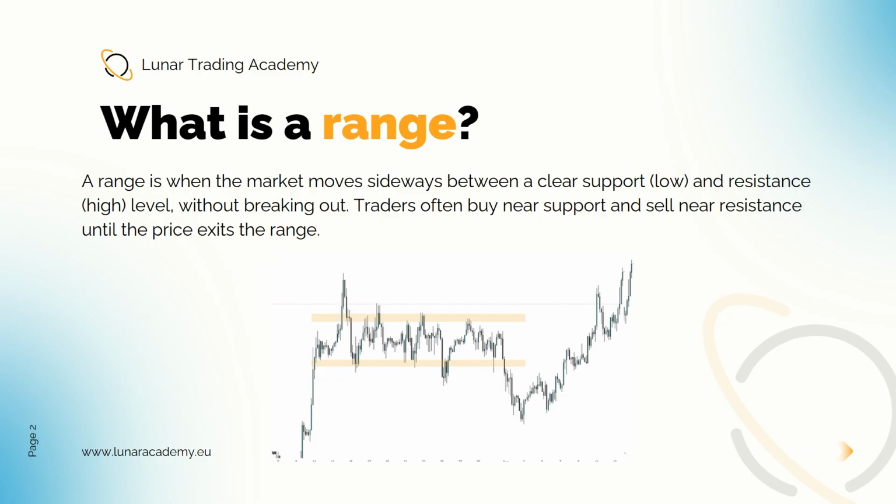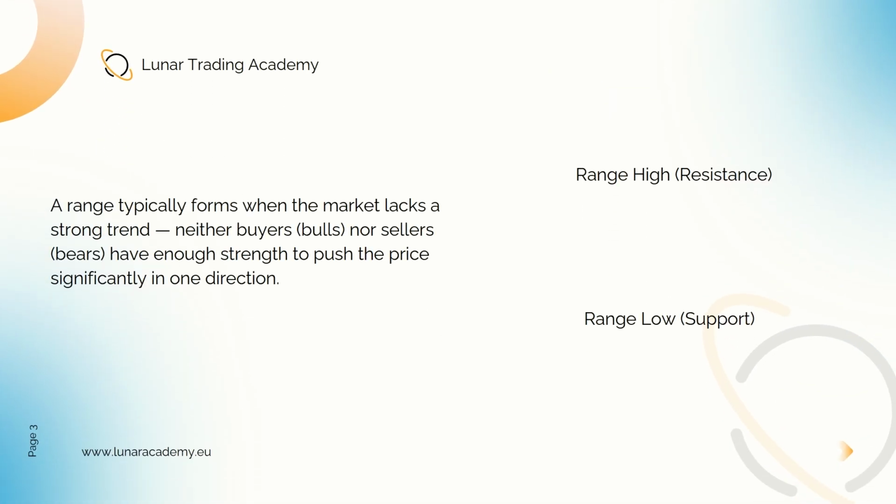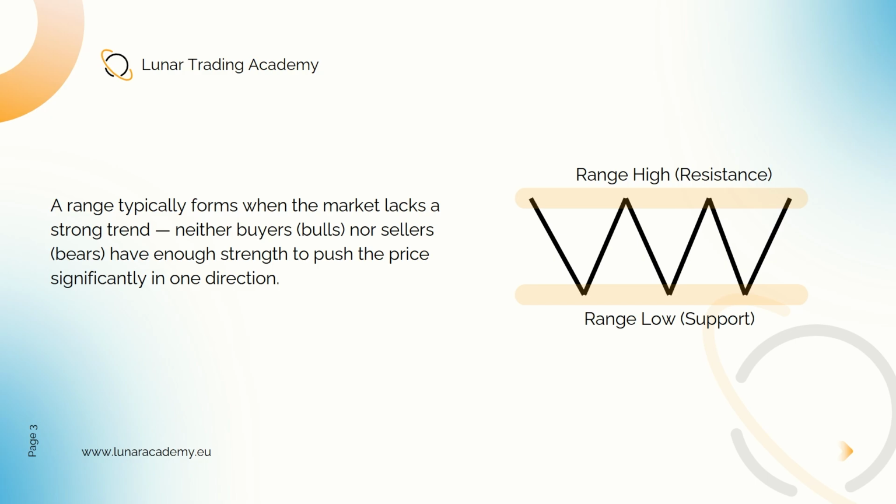These ranges form when the market lacks enough strength on either side. When the buying power matches the selling pressure, the price has no reason to test higher or lower levels, and therefore it goes sideways. A range can also serve as a market accumulation or distribution phase.